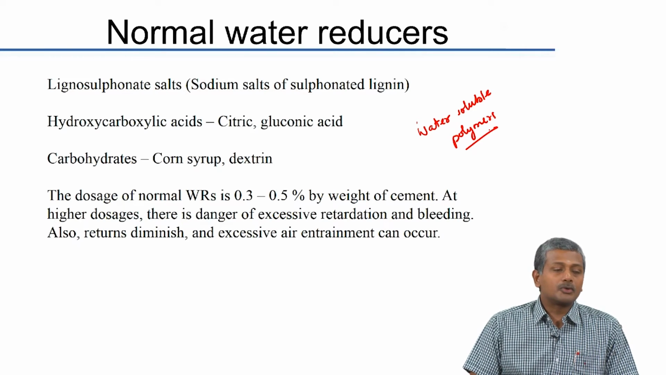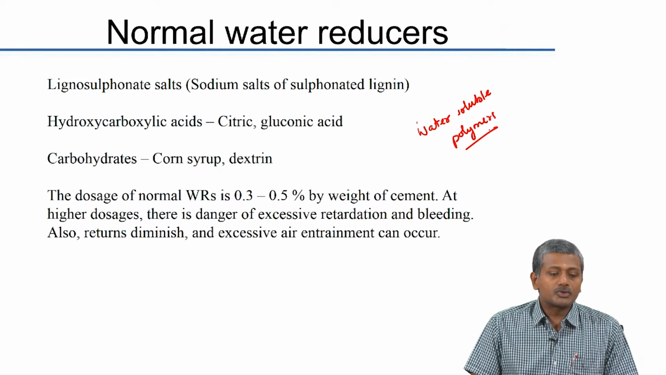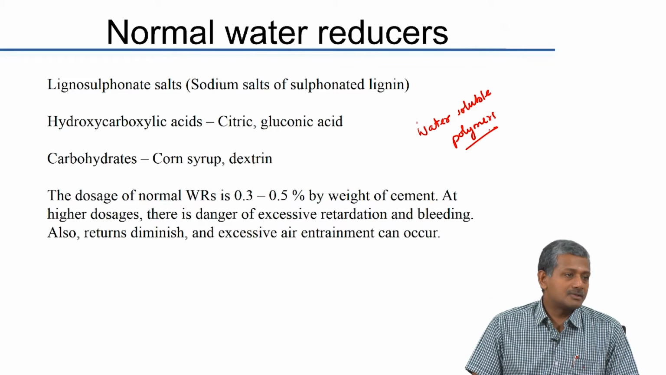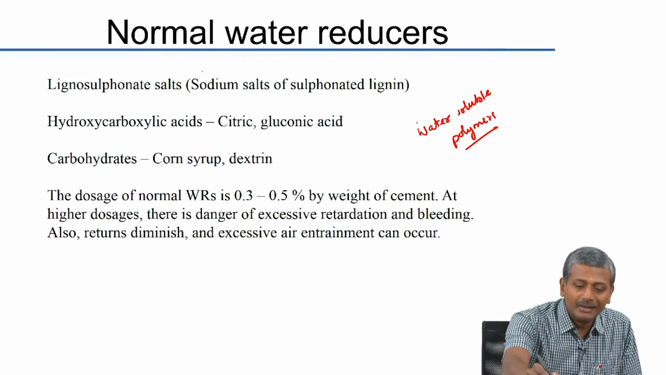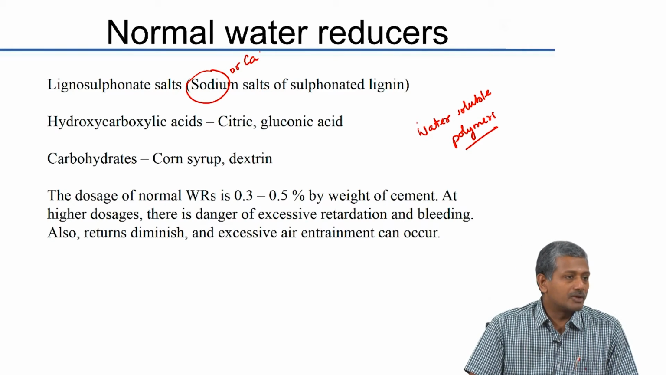So, normal water reducers, that means the ones which give you about 5 to 8%, maybe maximum up to 10% water reduction, are most commonly based on lignosulfonates. These are salts of sulfonated lignin, either sodium or calcium salts can be there. Okay, sodium or calcium salts of sulfonated lignin.